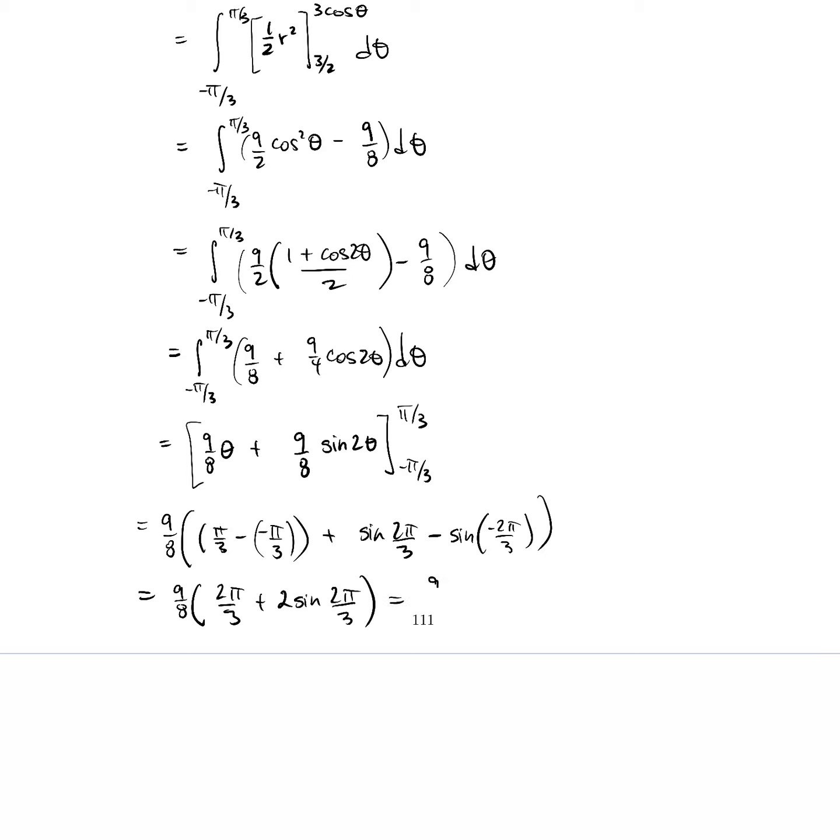and then we're almost done. 9/8 times 2 pi/3 plus, and sine of 2 pi/3 is root 3 over 2. The 2's in the denominator will cancel, so we get 2 pi/3 plus root 3, and that is area, so that is units squared.